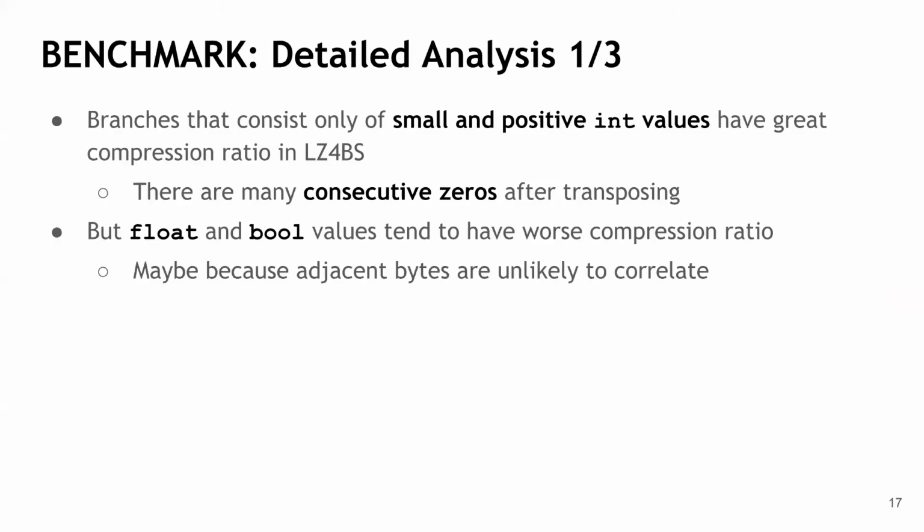Also, to investigate more about Bitshuffle, I compared the size of each branch in the T3 file with LZ4 and LZ4PS and found these things. Firstly, branches that consist only of small and positive int values have a great compression ratio in LZ4PS. I think it is because there are many consecutive zeros after transposing such data. Also, float and bool values tend to have a worse compression ratio than int values in LZ4PS, possibly because adjacent bytes are unlikely to correlate for such data types.